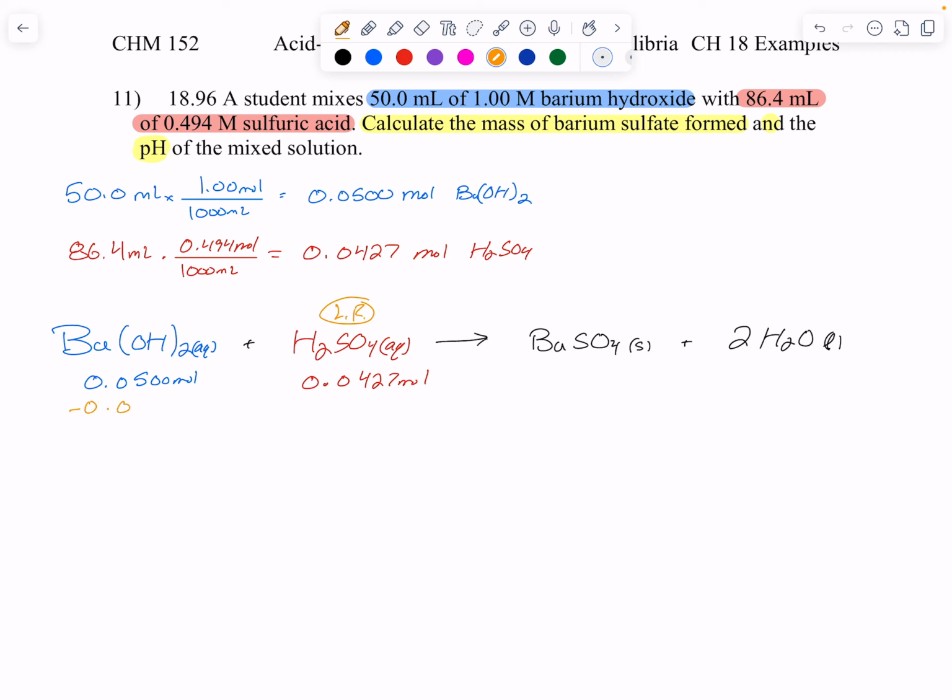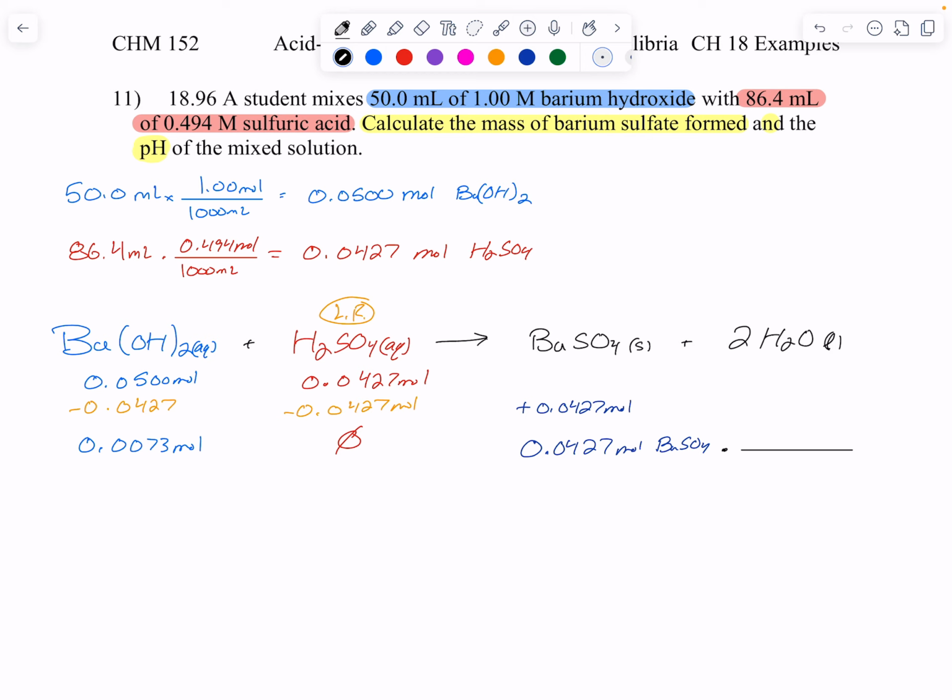So minus 0.0427 moles and minus 0.0427 moles. So that means we have none there. And it looks like we have 0.0073 moles. All right. Okay, so that's what we have there. But however, we have to add plus 0.0427 moles of product. So we have 0.0427 moles of BaSO4.